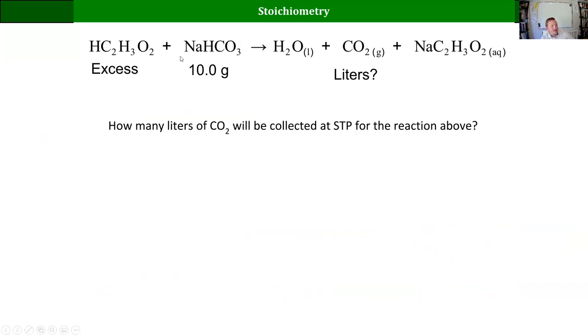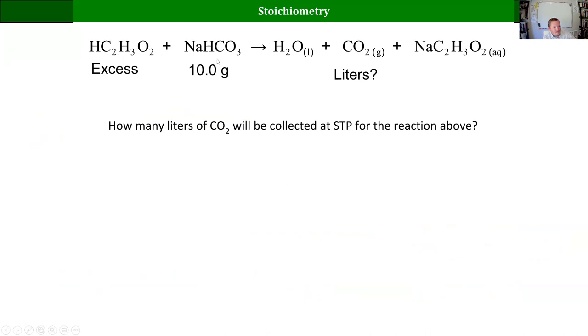So here's our classic vinegar and baking soda problem. If you have excess vinegar and 10 grams of baking soda, how many liters of CO2 can we make at STP? Well, we want to double check that everything's balanced, but I know this reaction and I know it is. One acetate on the left, you've still got acetate on the right. 1 sodium on the left, 1 sodium on the right.